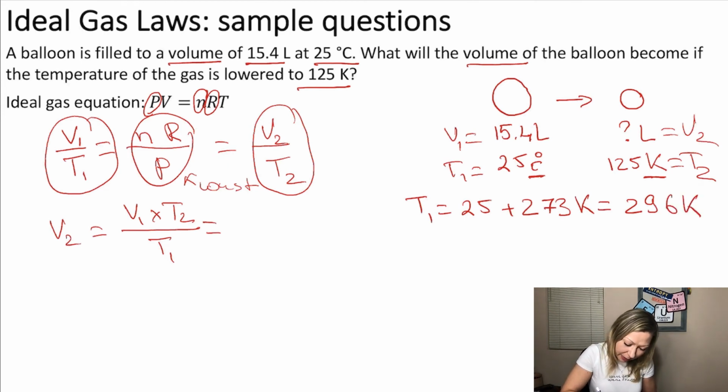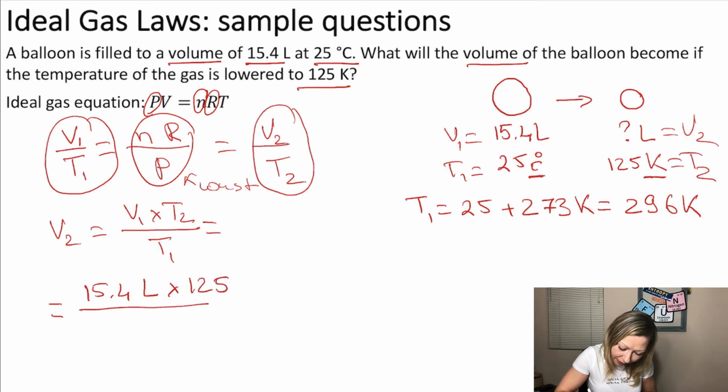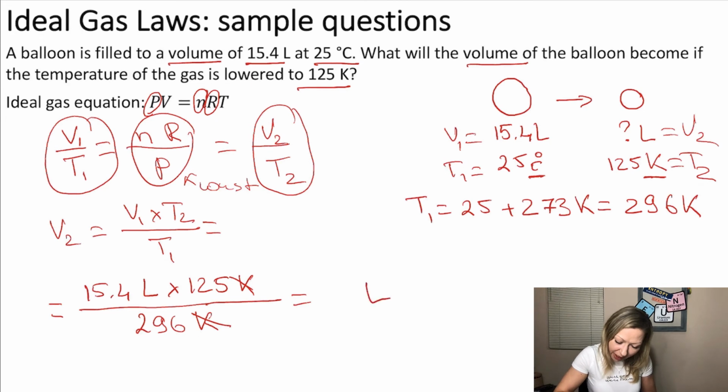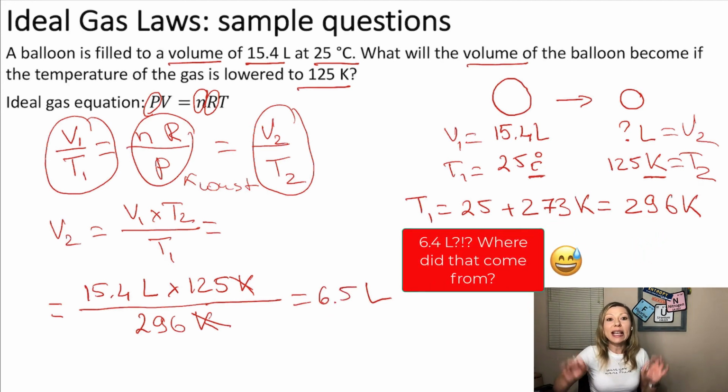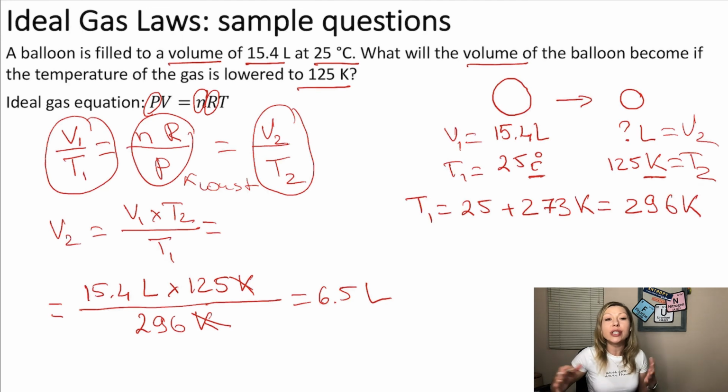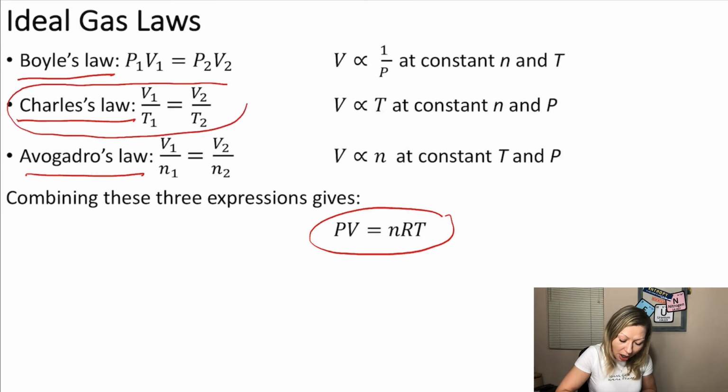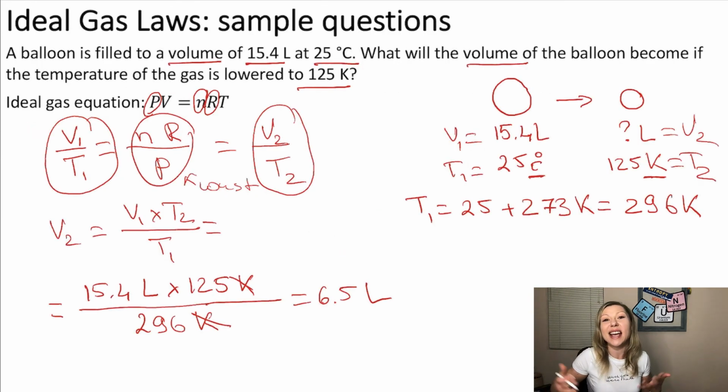And now I can simply plug in the values. So 15.4 liters multiplied by 125 Kelvin divided by 296 Kelvin. Let's check the units. Kelvins will cancel out. My final unit is going to be liters. And if you do this calculation, you are going to get 6.4 liters. Is there any other law that you could have used in order to solve this? Yes, there is. You could actually use Charles' law to solve this question. However, we didn't need it because we had the ideal gas law.